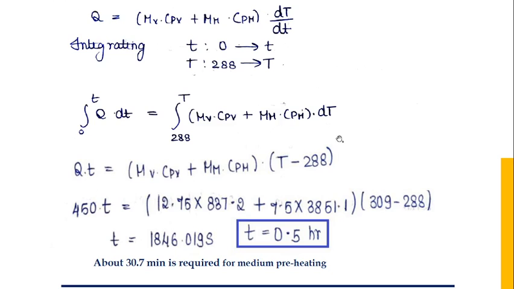This is a generic equation with T as the variable, whereas when you substitute T, you get 1846 seconds. Remember, this is for the case of 36 degrees. If you change the temperature, you will get a different value. For the required temperature, you can verify how much time it takes.